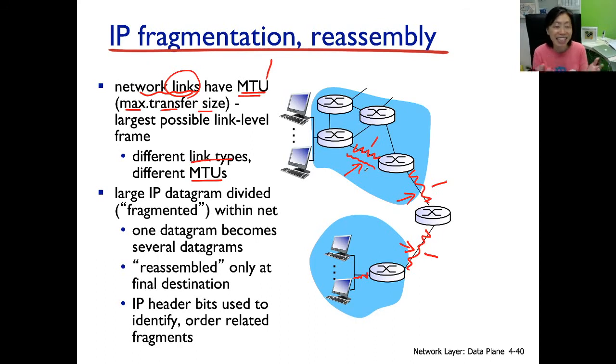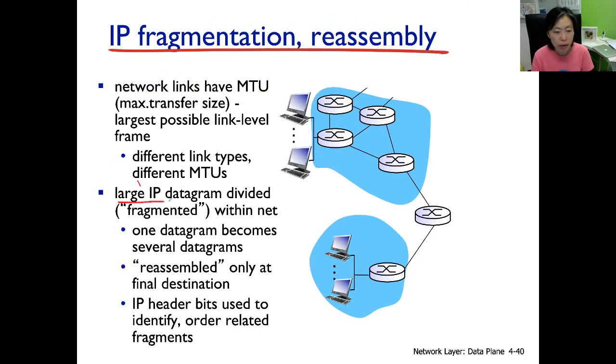So that's why the network layer, poor network layer, needs to break segments apart for the transport layer, and the network layer also needs to break the datagram apart for the link layer. So fragmentation and reassembly is actually to do the link layer's job of breaking the datagram apart and reassembling them back. Now let's see how it works.